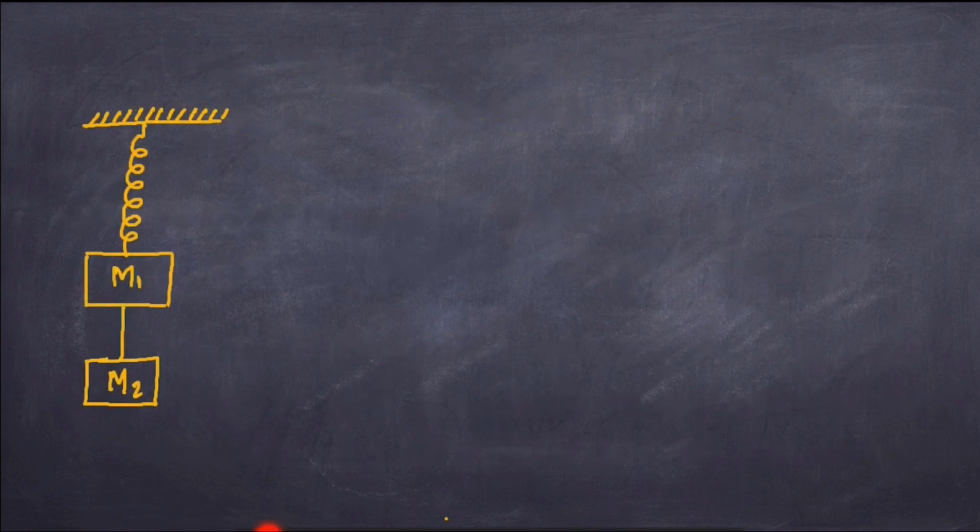Let us explain this with the help of an example. Over here in this example, we have a string spring system. This is the spring and this is the string. This is the block of mass m1 and this is the block of mass m2.